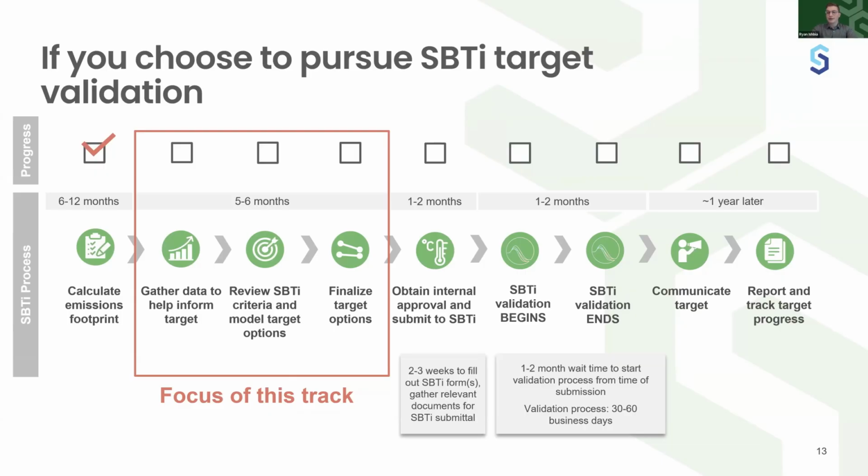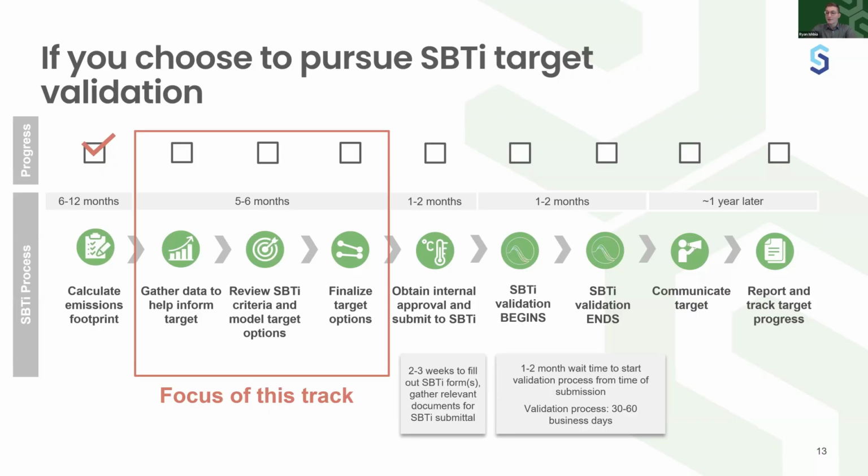It usually starts with calculating your emissions footprint. That's going to be your baseline. From there, you gather the data that you need and review the SBTI criteria so you can model different target options, which has been the focus of this track. Once targets are then developed, the next step is to get internal approval and then proceed with submitting to SBTI. Filling out the forms and collecting supporting documents can take a few weeks, as Isabel noted, so make sure that you account for that in your timeline.